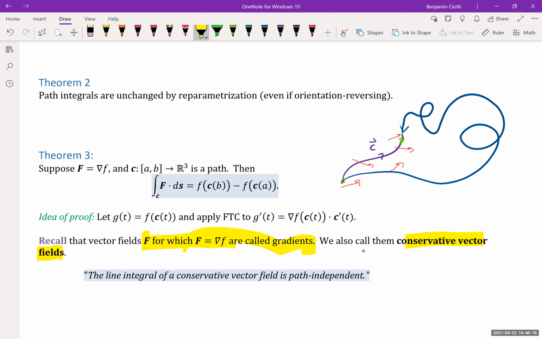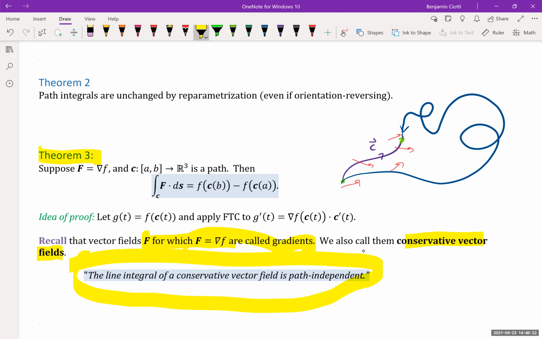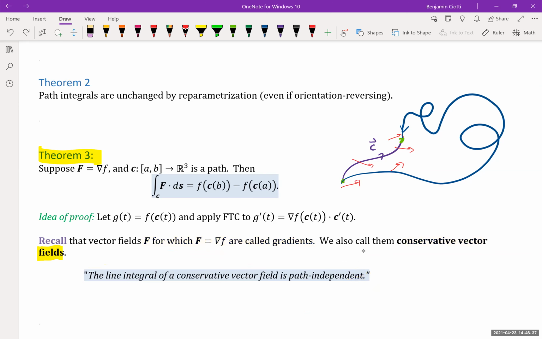In this terminology, theorem 3 can be summed up in the expression: the line integral of a conservative vector field is path independent. That's what I'm saying when I drew this, because it doesn't matter how you got from one point to the other. You can go to the other side of the universe, and as long as you end at the same point, the integral is going to be the same.